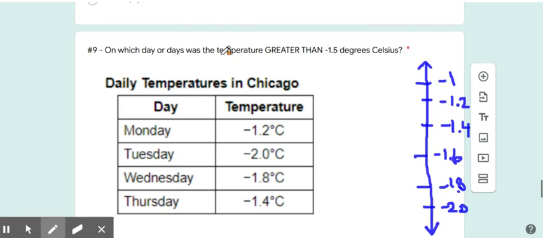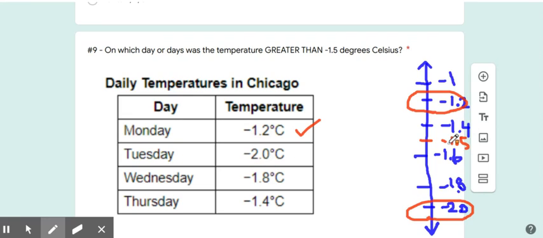So which day or days was the temperature greater than negative 1.5? So negative 1.5 would be right here, right? In between negative 1.4 and negative 1.6. So I want the days the temperature is greater than that, so higher up on the number line. So would negative 1.2 be greater than? Yes, it would.